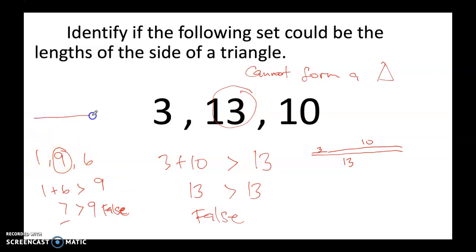How? If this is measure 9 and this is 1 and this is 6. So we cannot form a triangle because if we add the two shorter sides, the sum is not greater than the longest side.